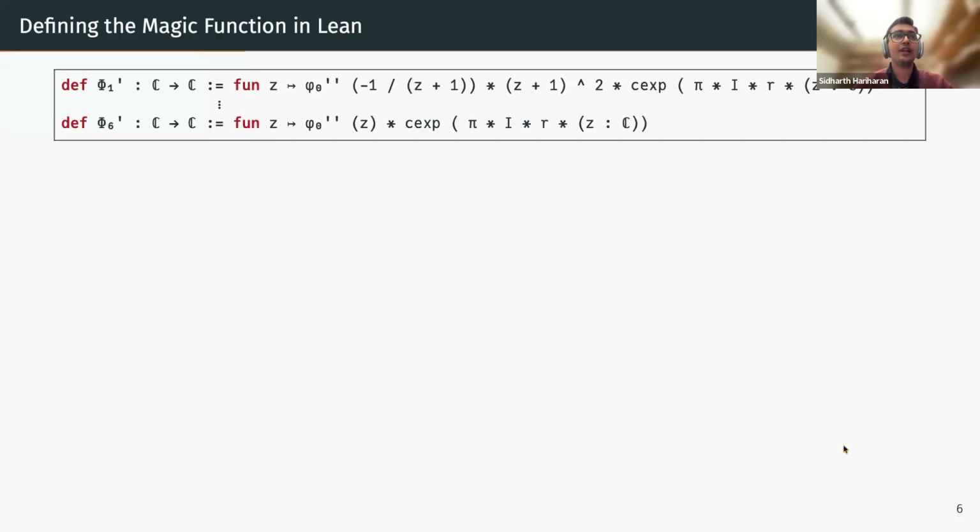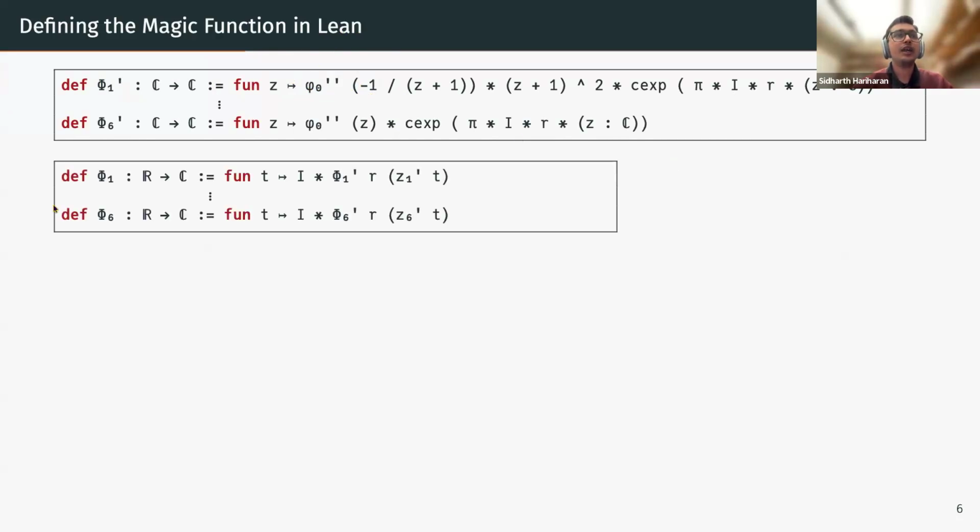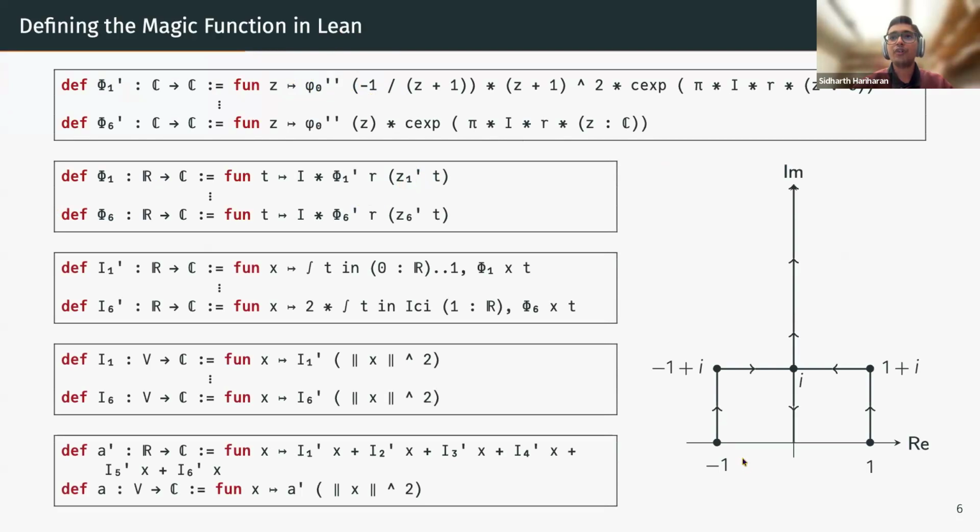And if we want to define the magic function in Lean, I'm only going to show how we defined the +1 eigenfunction A. We first define the integrands as these functions in terms of some function phi naught, which is defined in terms of the Eisenstein series of weight 2, 4, and 6. Then we define a real version of this, which is this composed with a parametrization. This corresponds to the parametrization of the first contour, phi2 to the parametrization of the second, and so on.